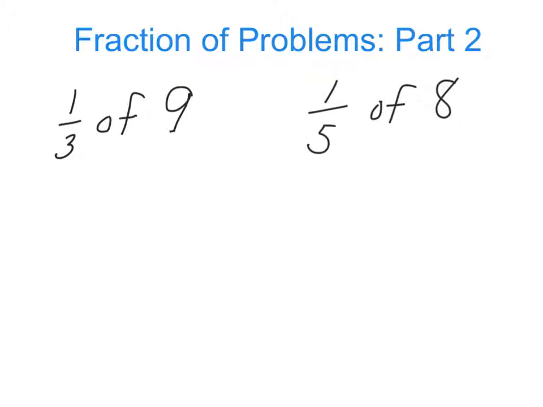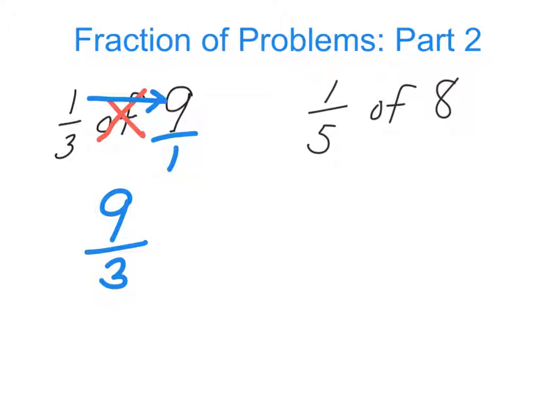Today we are looking at fraction of problems, part 2. Yesterday we worked on problems like this first one here, where we have 1/3 of 9. Now, of means times, and when we do this problem we are able to multiply straight across. We do 1 times 9 is 9, and we keep that bottom number, and we get 9/3. Again, we're able to keep that bottom number as a recap because it's really 9 over 1.